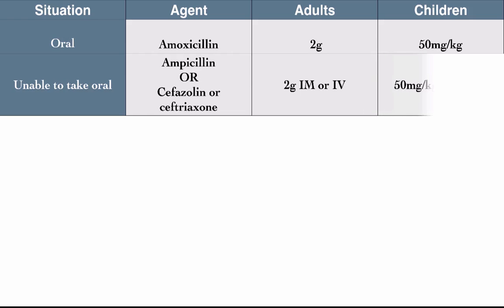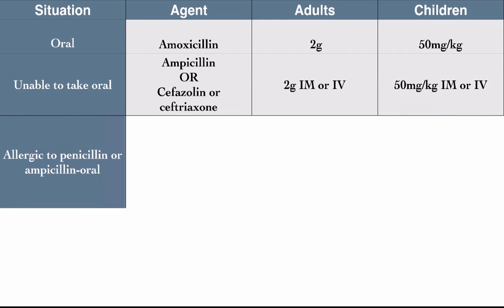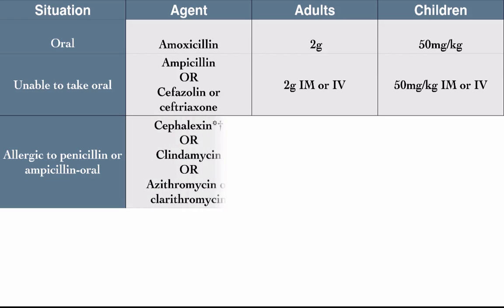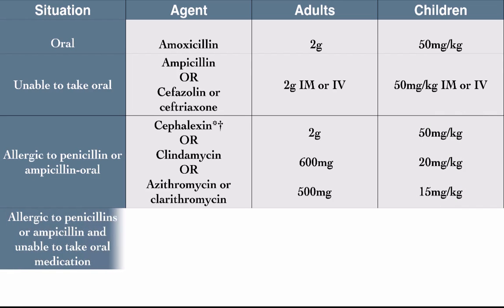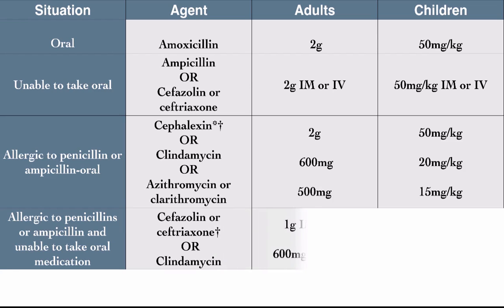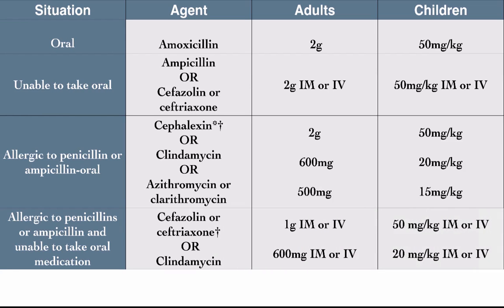Allergic to penicillin or ampicillin, oral: cephalexin 2 g adults, 50 mg per kilogram children. Clindamycin 600 mg adults, 20 mg per kilogram children. Or azithromycin or clarithromycin 500 mg adults, 15 mg per kilogram children.